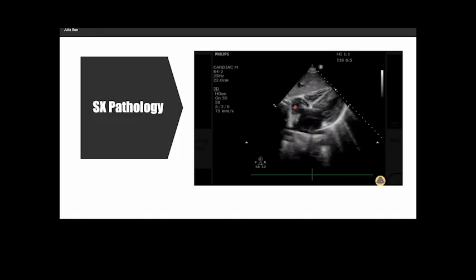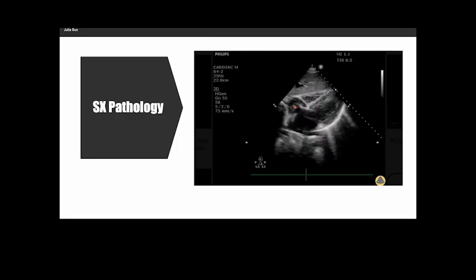So notice how helpful this subxiphoid window is, right? So really get comfortable with this window, especially if Lucas is jamming on the chest. This is probably your only window that you're gonna get.